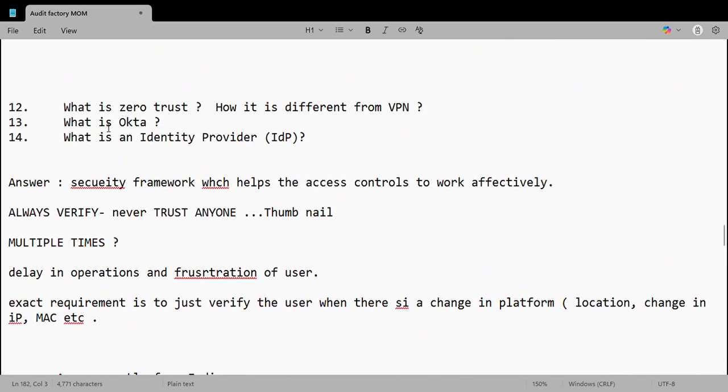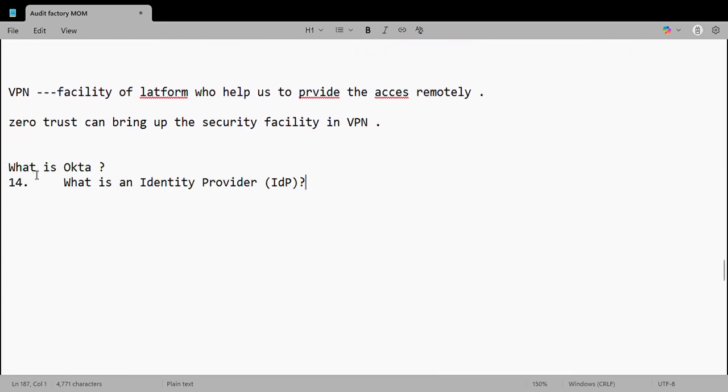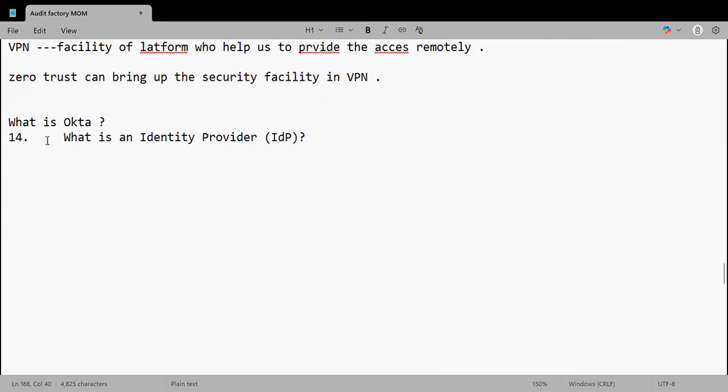Next question is Okta. What is Okta and what is an identity provider? Let's pick up questions number 13 and 14. Let me write down here questions number 13 and 14. Okay, it starts with the identity provider. Identity provider means we need a platform which supports the governance part, which is supposed to manage risk, for example, and compliance.